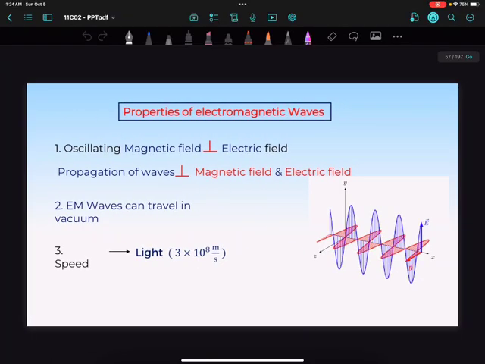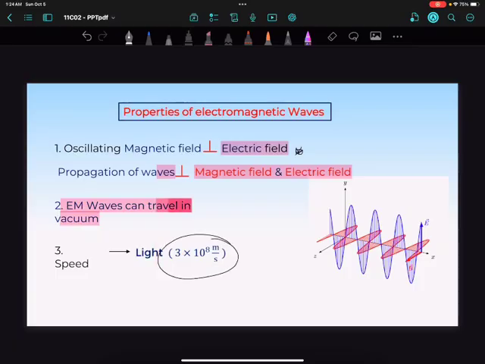So the properties of electromagnetic waves are: the oscillating magnetic field is perpendicular to the electric field. Propagation of waves is perpendicular to the magnetic field and the electric field. Electromagnetic waves can travel in vacuum. Thirdly, the speed of light, also known as c, is equal to 3 into 10 raised to power 8 meter per second.